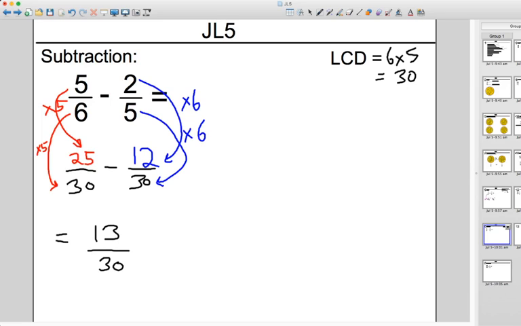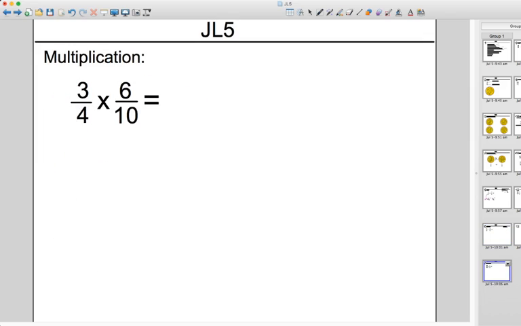Simple. Multiplication is next. So you'll be pleased to know that this is very simple. You do not need a lowest common denominator to multiply fractions. All you have to do is 3 times 6 and then 4 times 10. 3 6s are 18, 4 10s are 40.